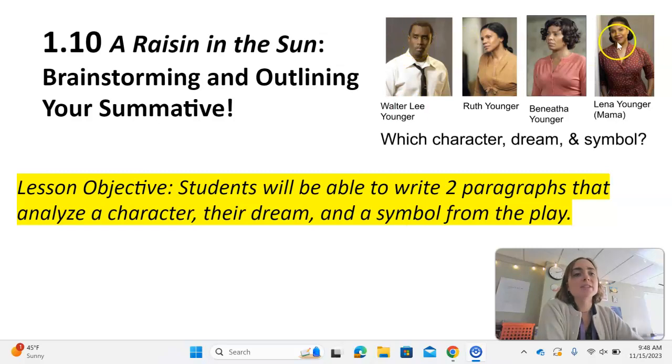You get to choose one of these 4 main characters to write about. And then you're going to be identifying what their dream is throughout the play, how they're working for that dream, and what symbol you could use to connect to it.